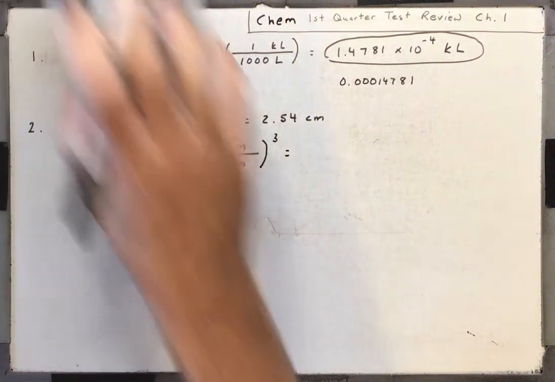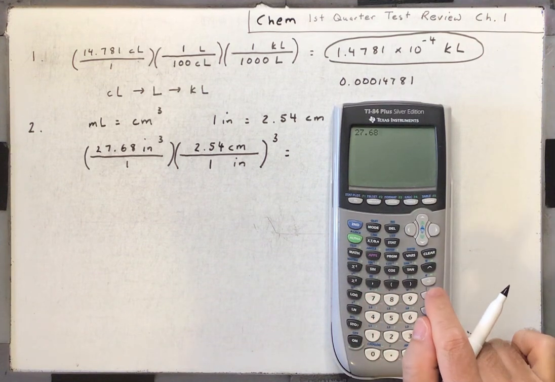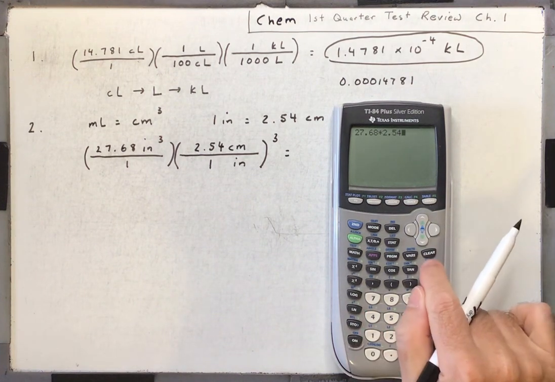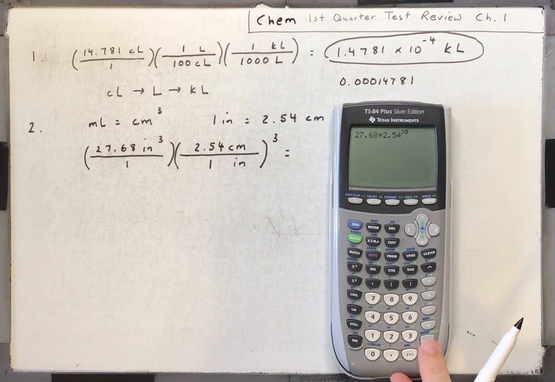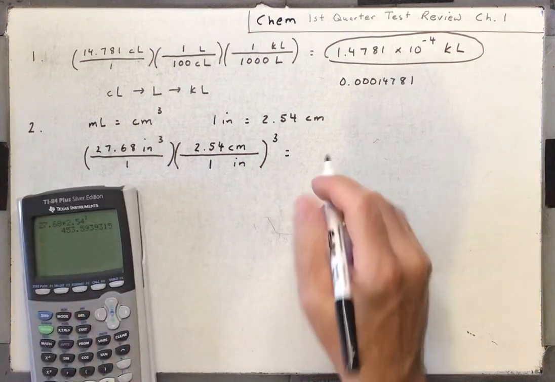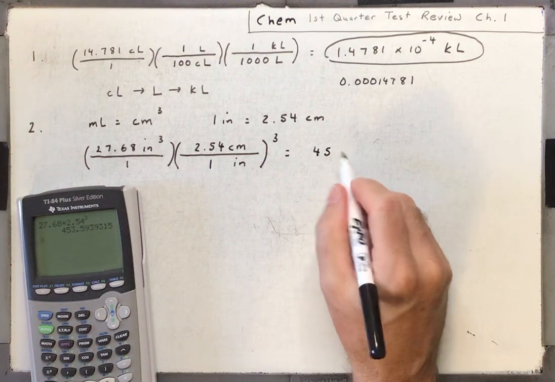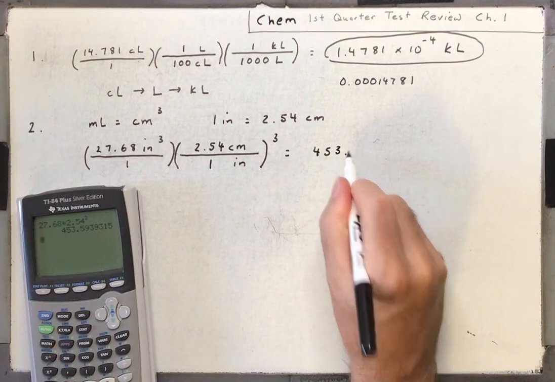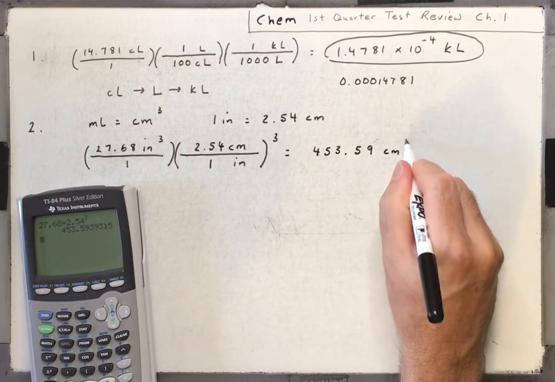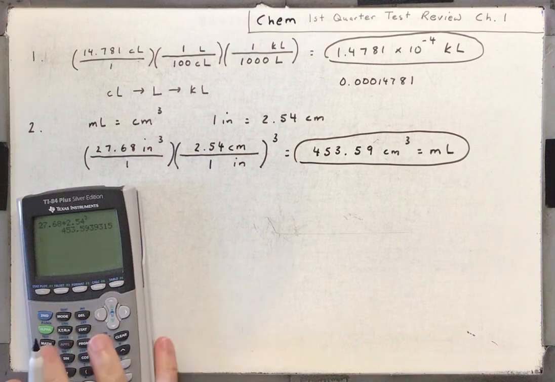So how do we put that in our calculator? Okay, you do 27.68 times, and then what we have on top is 2.54, and we're going to raise that to the 3rd power. So that's 453.5959, and it didn't ask you to put this in correct number of significant figures, so we'll just round it to 2 decimal places. We'll get to the significant figures in a minute. 453.59 centimeters cubed, which is also equal to a milliliter. So boom, there you go.